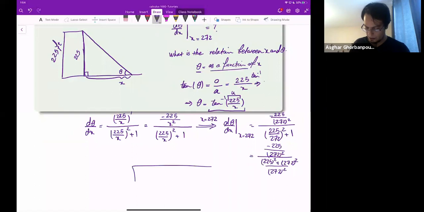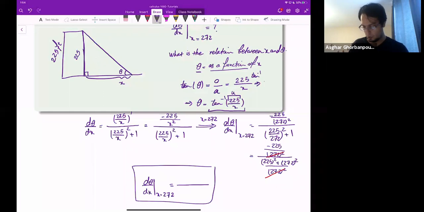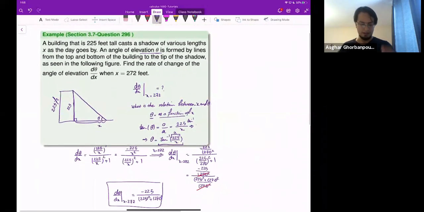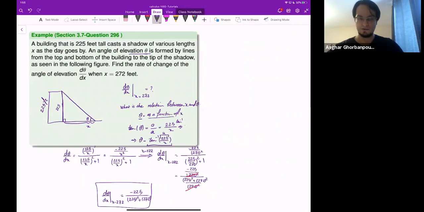And what's the final result? I can cancel these two, and I can write it down as d theta dx at x equal to 272 is equal to negative 225 over 225 squared plus 272 squared. And that should be the answer for the rate of change of the angle of elevation as x is equal to 272 feet.